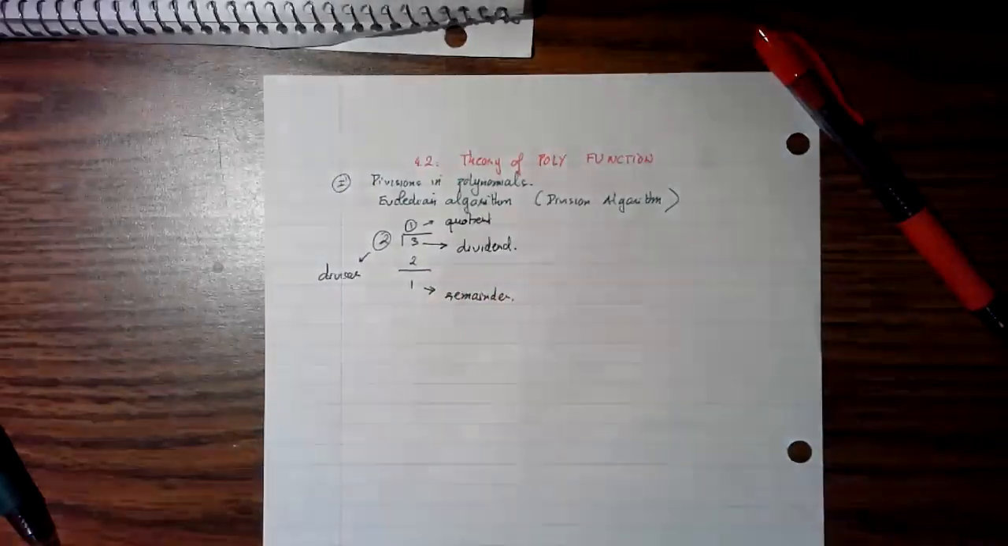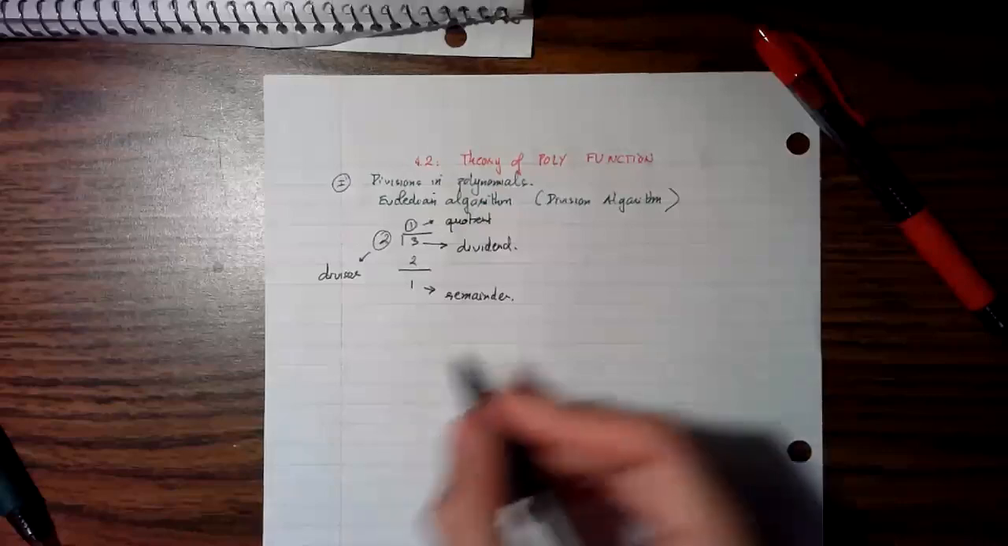So when you do a division for polynomial, you're going to use the same strategy. You will have a dividend, divisor. The remainder could be 0 or something, or the remainder could be another polynomial function. And we also have quotient. And all of that is based on the Euclidean algorithm called the division algorithm.